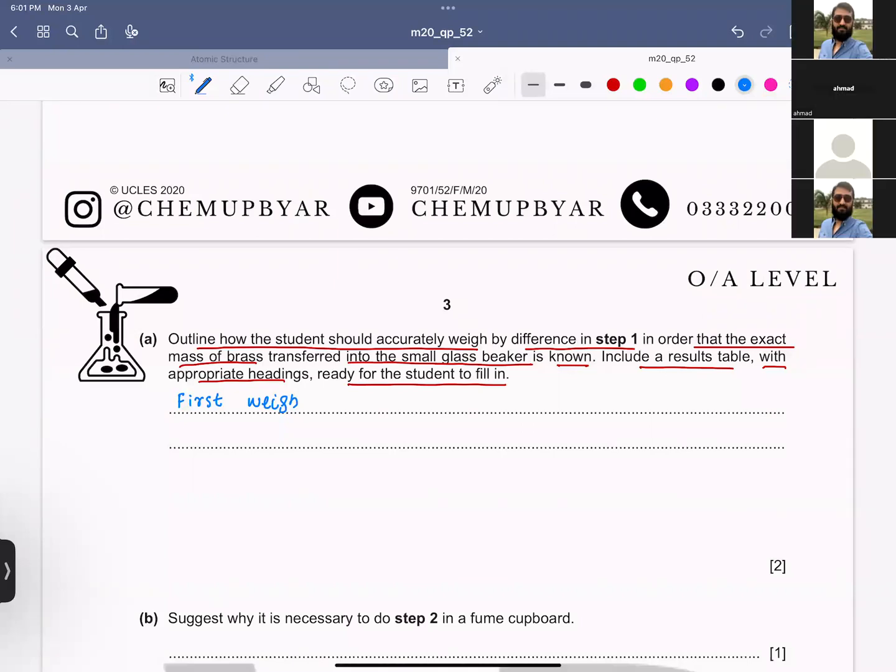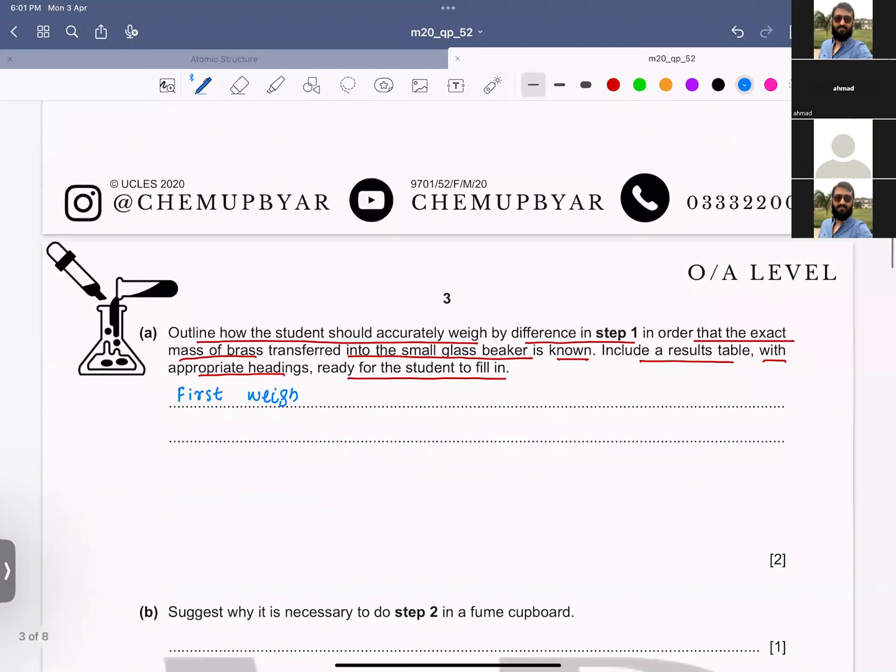So what they are asking is to outline the steps. How would you weigh by difference? See this statement: how should you accurately weigh by difference in step 1 in order that the exact mass of brass transferred into the small glass beaker is known? First, you have to outline this and then you have to include a result table.